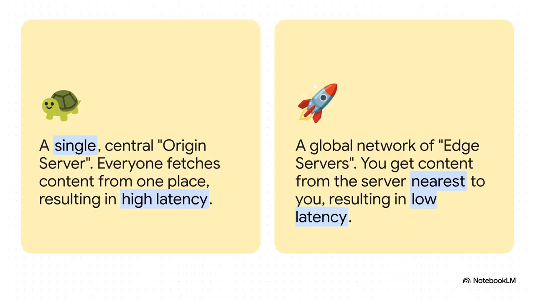So let's just break this down side by side. On the left, you've got the old way. One single central origin server, that's our main library, trying to handle every single request from everyone, everywhere. That means high latency and a huge risk of getting overloaded. But on the right, you have the CDN way, a whole network of edge servers, our local branches, delivering content from right nearby. The result? Super low latency and way, way better performance.